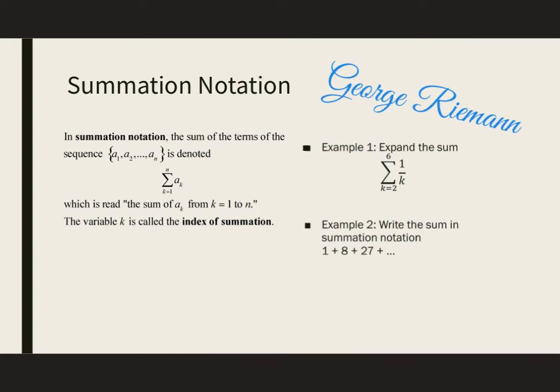Here it is. The sum of the terms of the sequence, whatever the sequence is, 1, 2, 3, 4, 5, 2, 4, 6, 8, 10, or some other one, it's denoted by this notation. We have the capital sigma right in the middle there, and then we have a lower limit and an upper limit. The lower limit, k equals 1, is called the index of summation. That's the point at which you start.